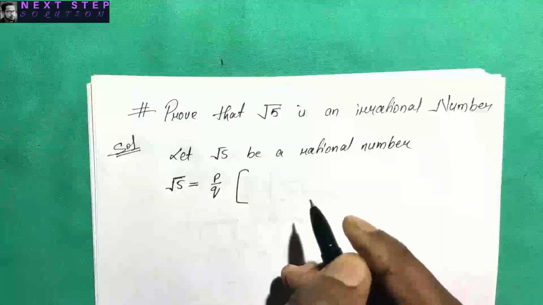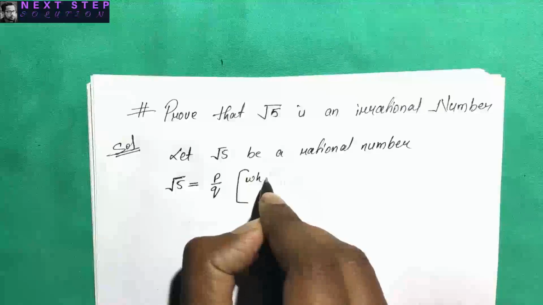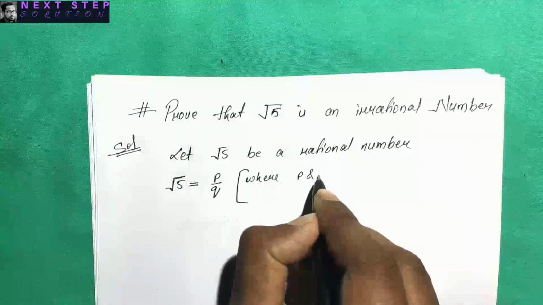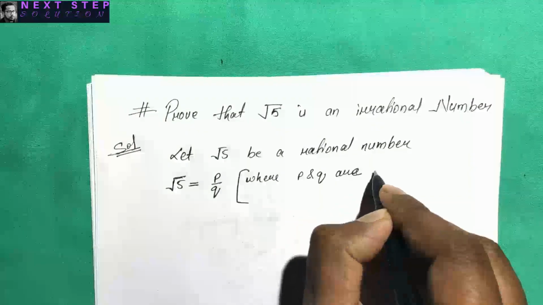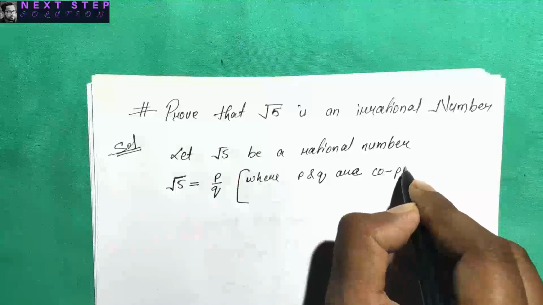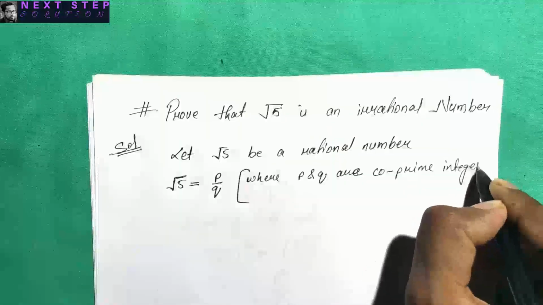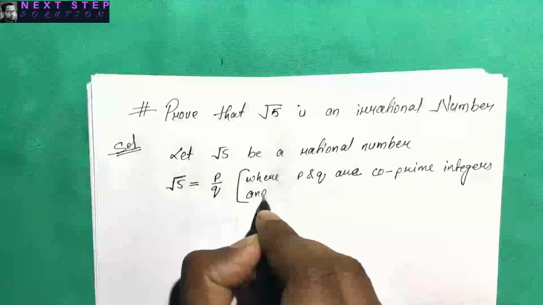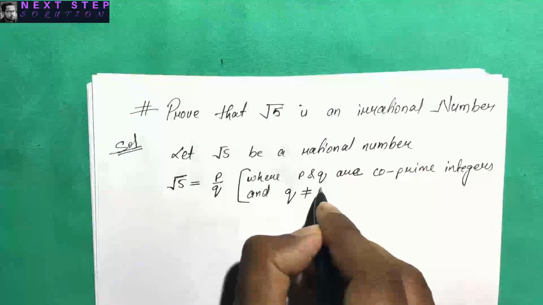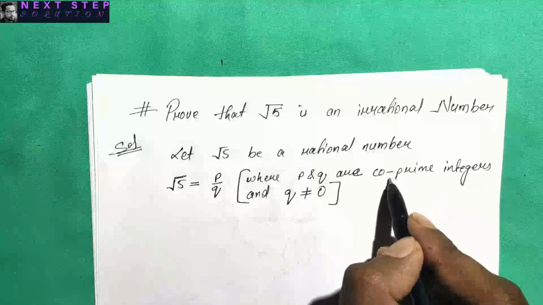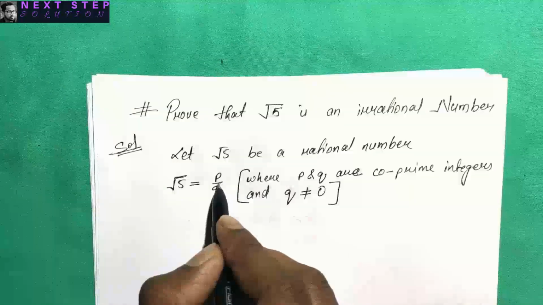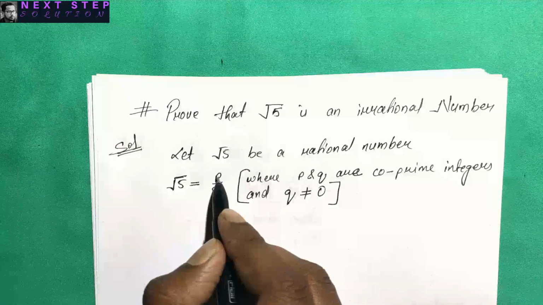Then write in the complete definition where p and q are co-prime integers and q not equal to 0. Now, what is the meaning of co-prime? Co-prime means there is nothing common in between them. We cannot cancel it. This is the simplest form.